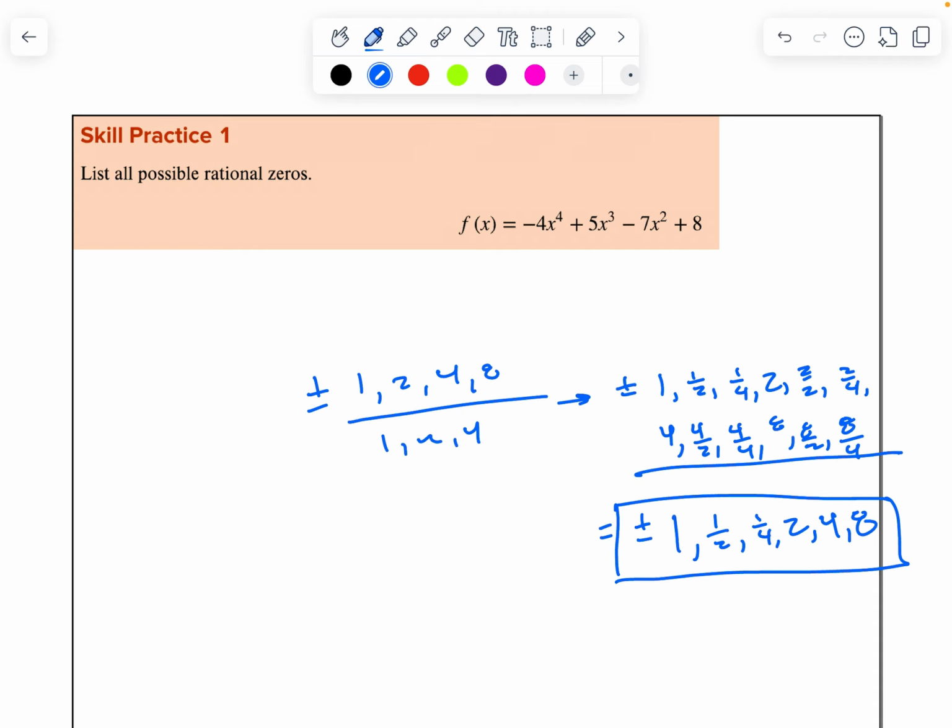I listed every combination in this top line, and then I just went through and simplified and got rid of the ones that were already listed. So for example, 8 over 4 is 2. That's already in the list, right? That was already in the list here. Those two are the same thing. We don't have to list them twice. The same thing here, 8 over 2, that's the same thing as 4. A lot of these will repeat. 4 over 2 is the same thing as 2 as well, right?